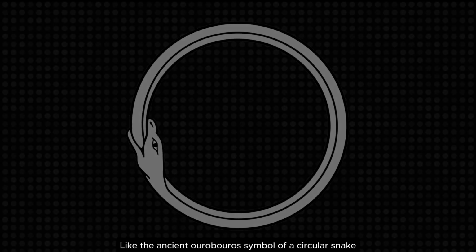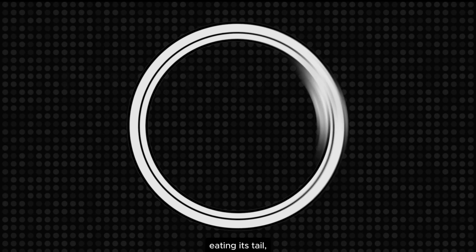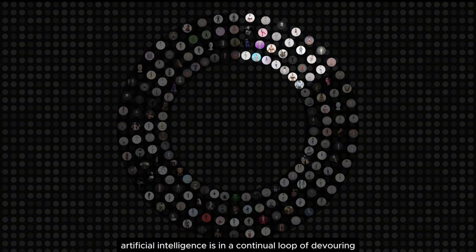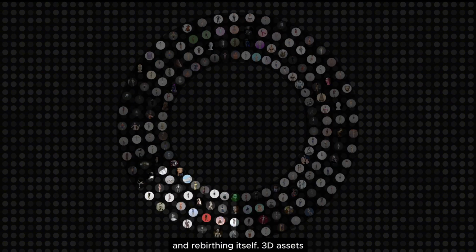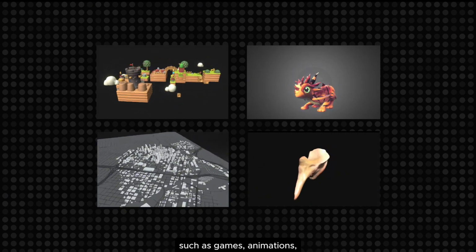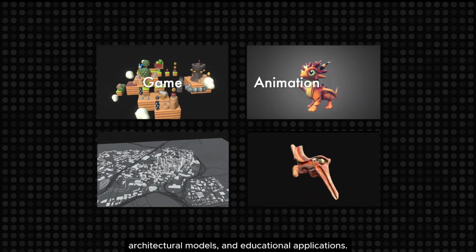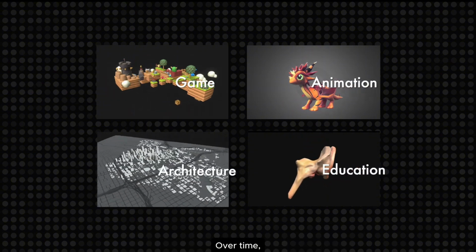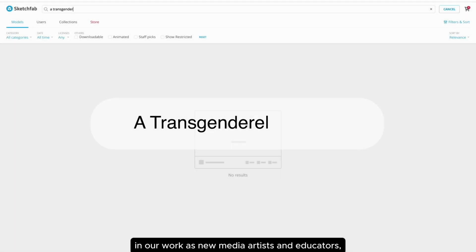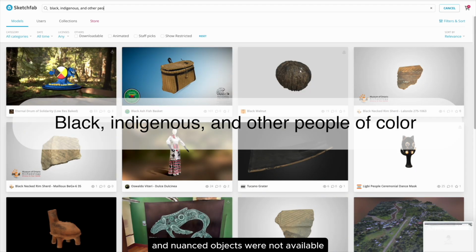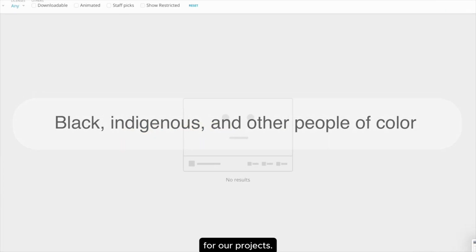Like the ancient Ouroboros symbol of a circular snake eating its tail, artificial intelligence is in a continual loop of devouring and rebirthing itself. 3D assets are integral to constructing digital environments such as games, animations, architectural models, and educational applications. Over time, in our work as new media artists and educators, we found that culturally diverse and nuanced objects were not available for our projects.